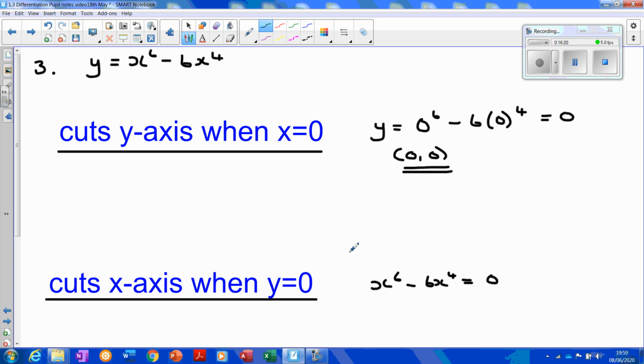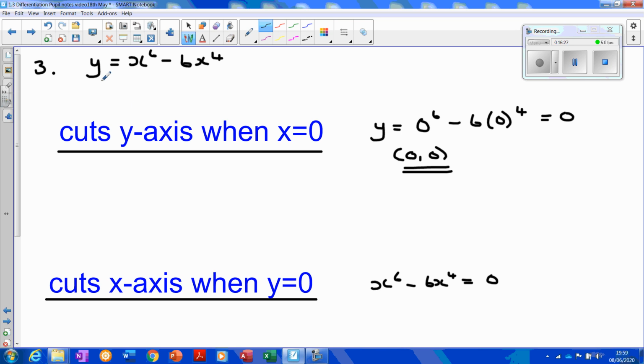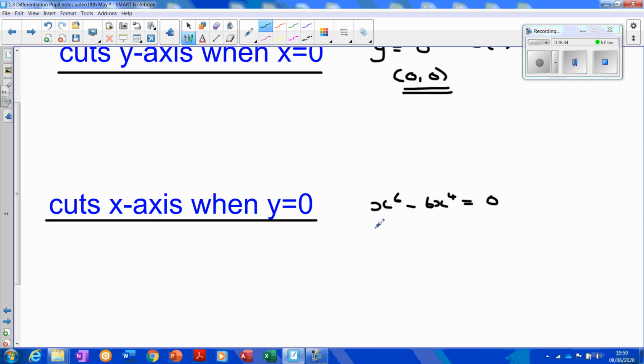Right, next one then is where it cuts the x-axis, so it cuts when y is equal to 0. So 0 is equal to x to the power of 6 minus 6x to the power of 4. I've written this with the numbers at the end. I want to take out the highest common factor there, so the highest common factor is x to the power of 4. That gives me x squared minus 6, and that's equal to 0.